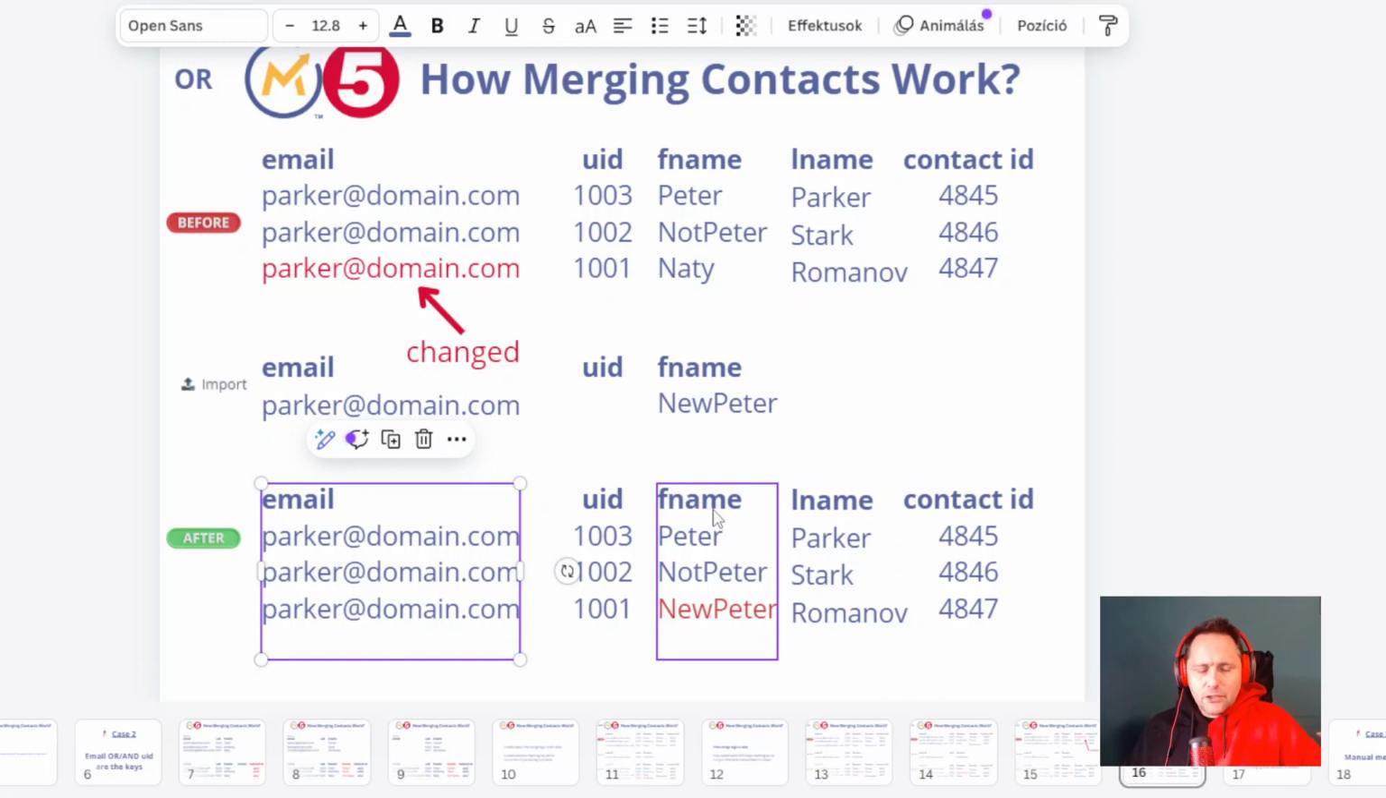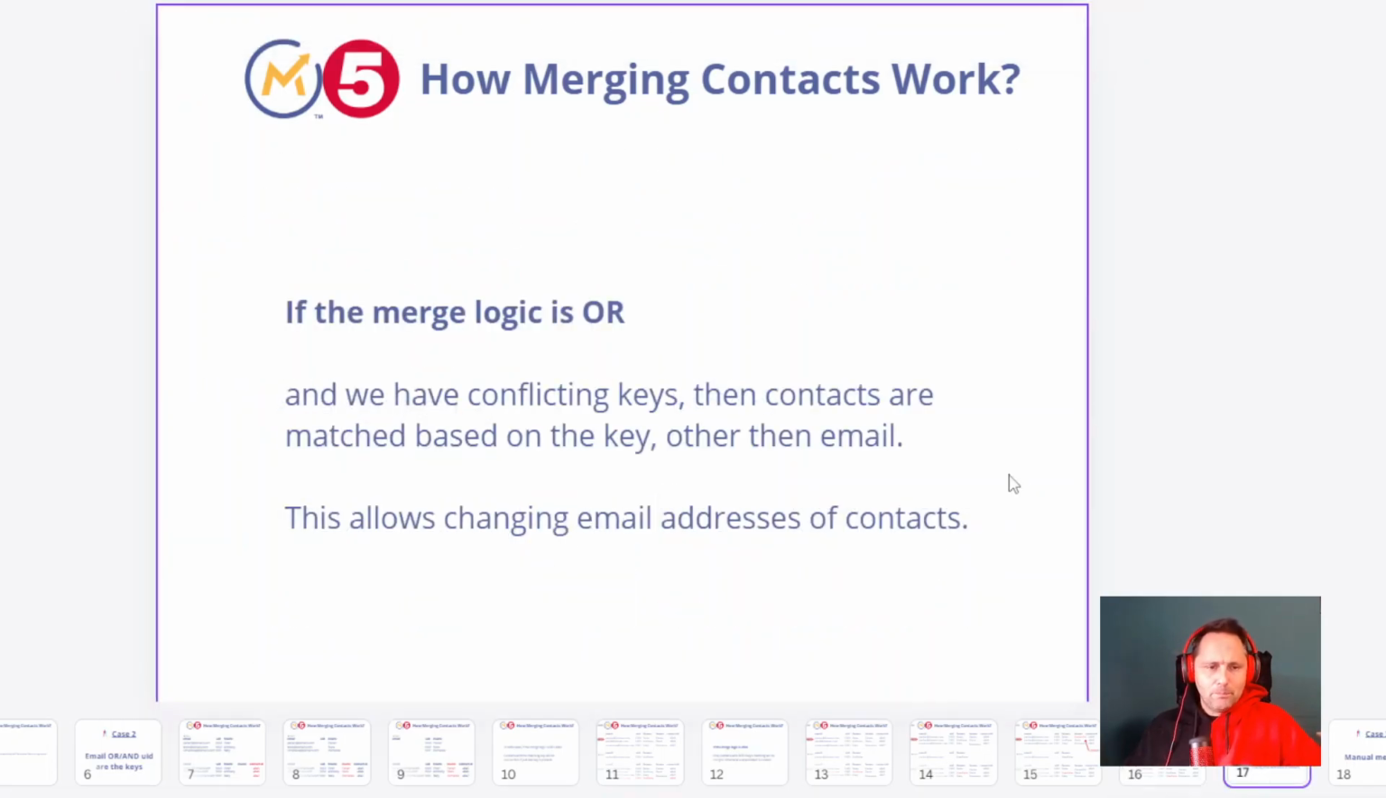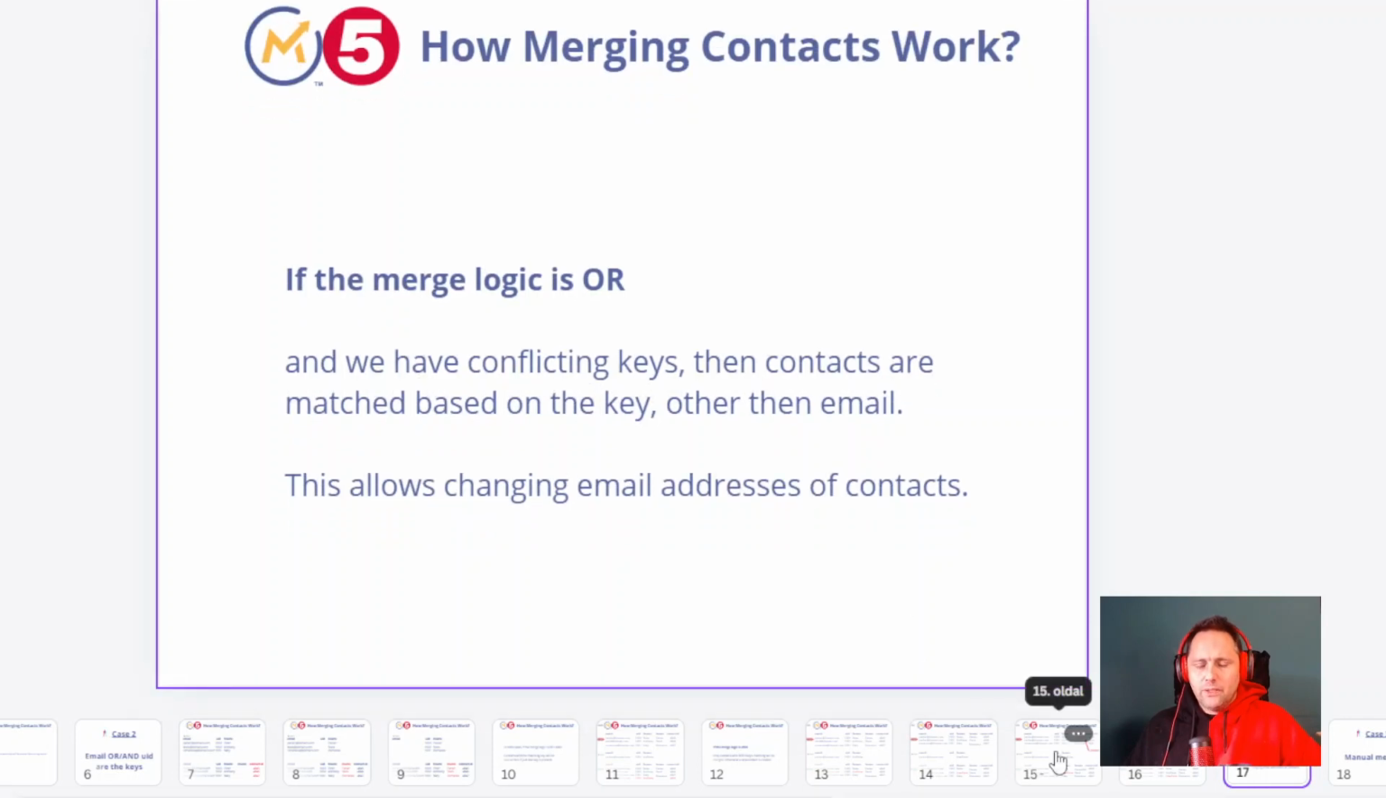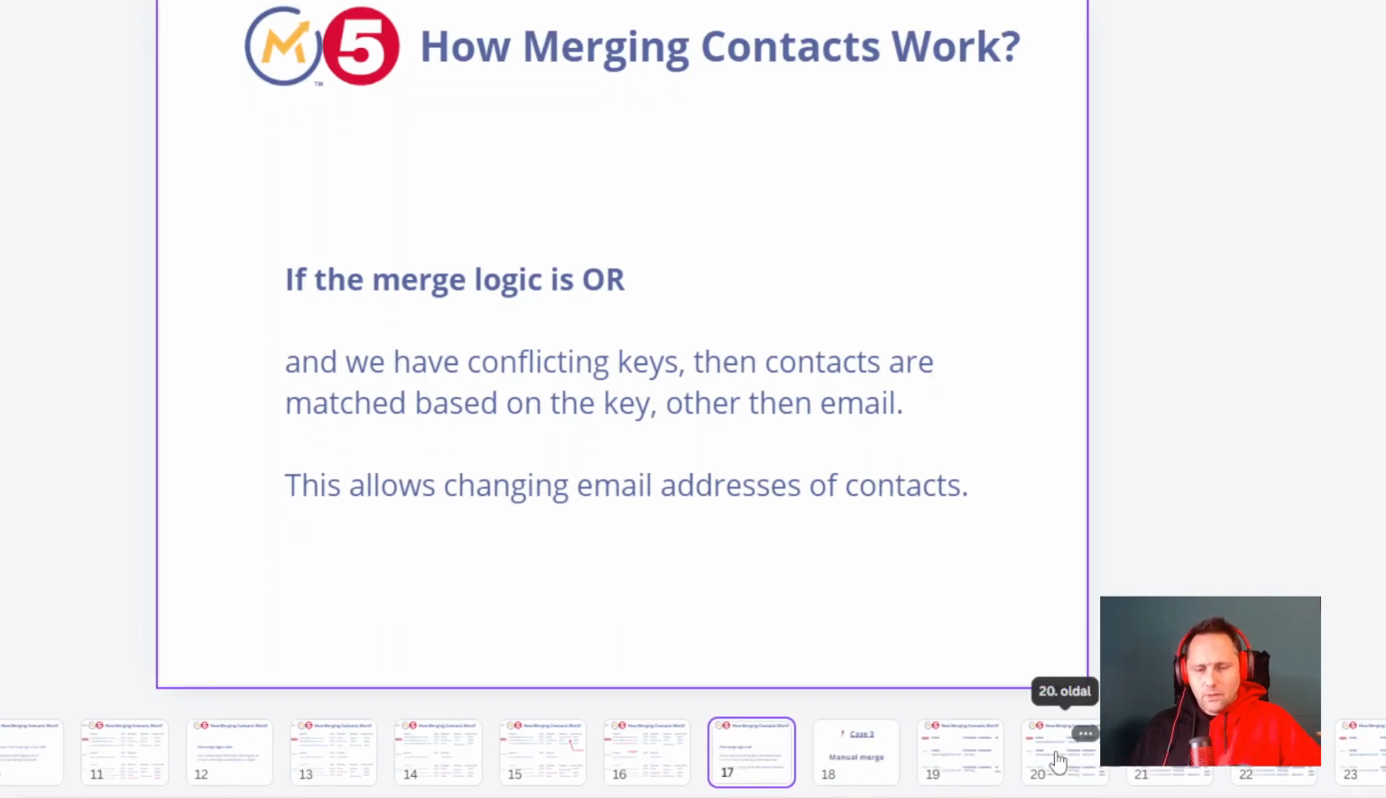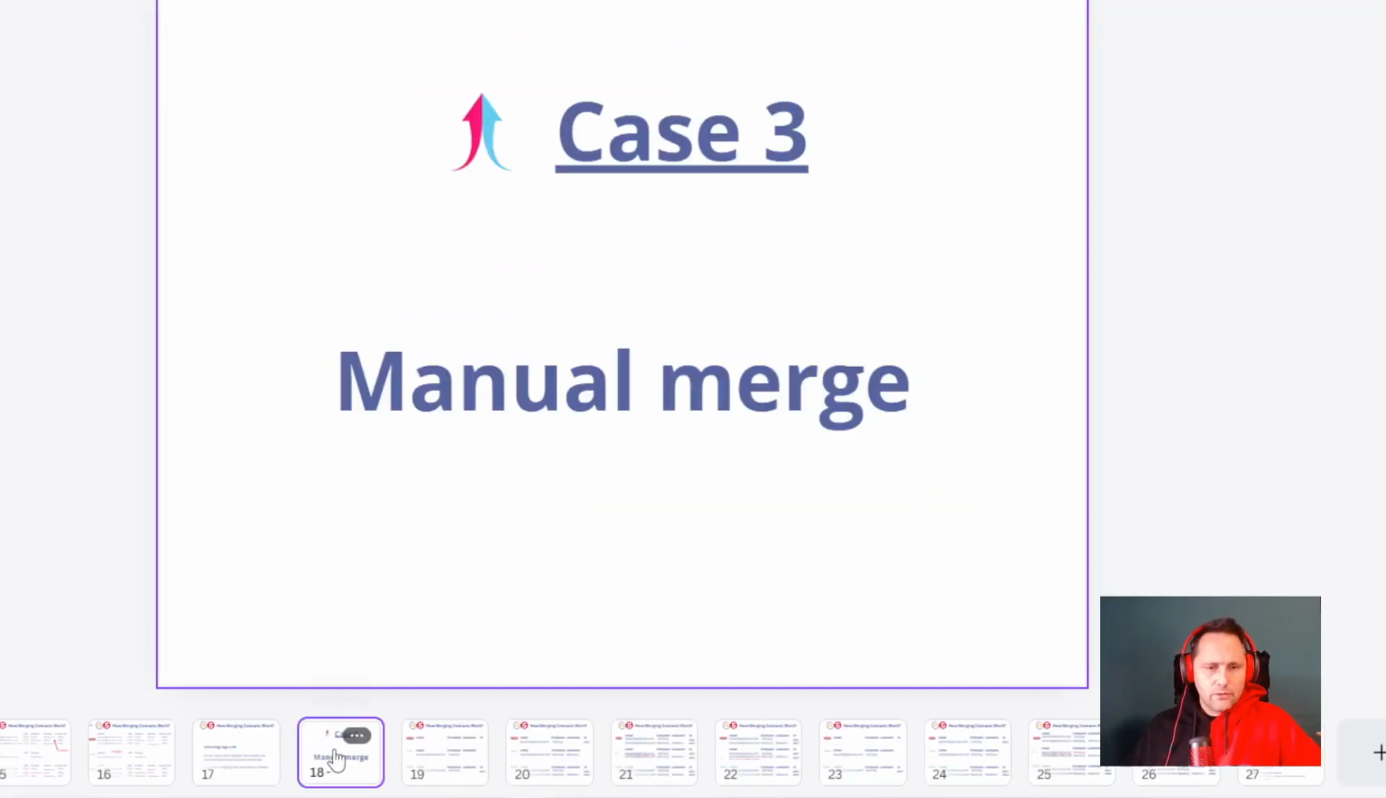Okay, so this is actually clarifying up a lot and also warning to you how you should deal with your imports. To sum up, if the merge logic is an OR and we have conflicting keys, then the contacts are matched based on the key other than the email. So this allows us to tell Mautic to change the email address of this and this contact with this ID, unique ID. And this allows changing email addresses of the contacts. So that's actually pretty cool. And always the one with the highest ID will be regarded.